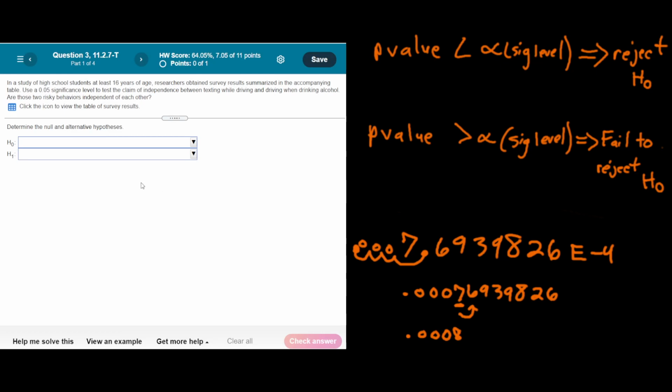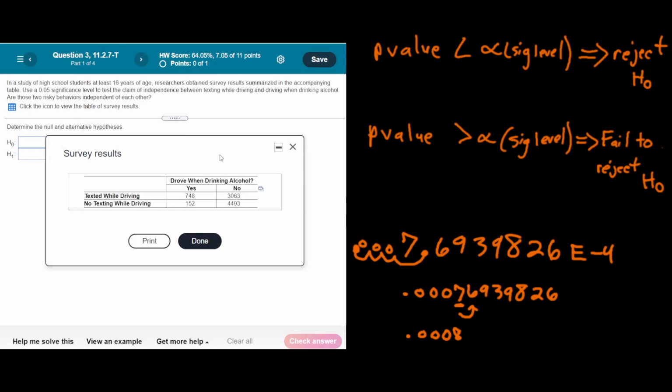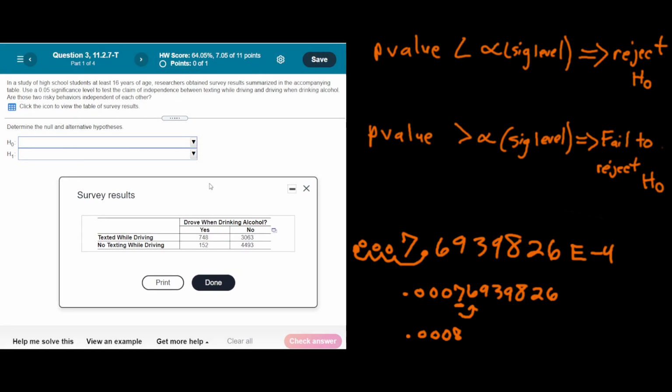And on to the next one. Okay. In a study of high school students, this is question number 3. In a study of high school students at least 16 years of age, researchers, whatever. Okay, so take a look. We have another table here. Let's take care of the small stuff first since we're here.